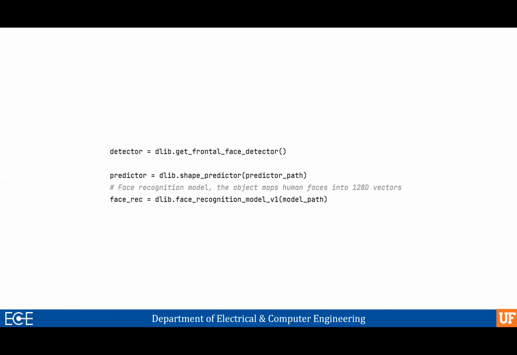In fact, we first use a frontal face detector with Dlib and load the face key point predictor with Dlib shape predictor to obtain the face key points. The 68 key points obtained in the previous step are transformed into 128-dimension facial vectors by using the Dlib face recognition model.